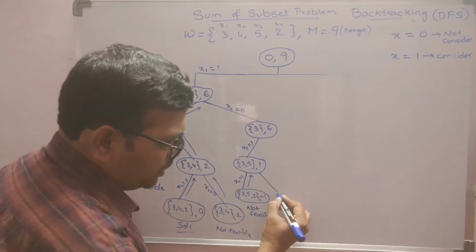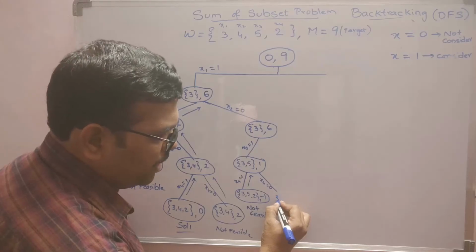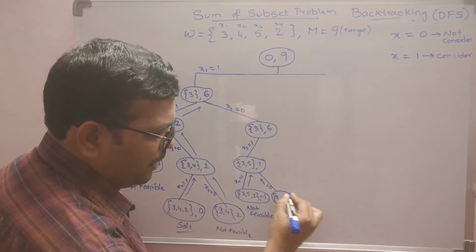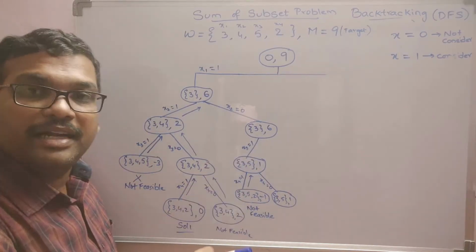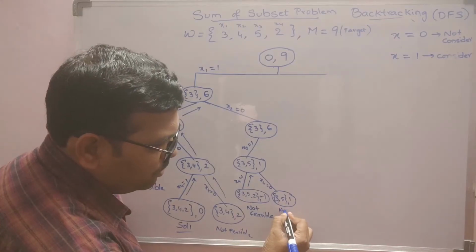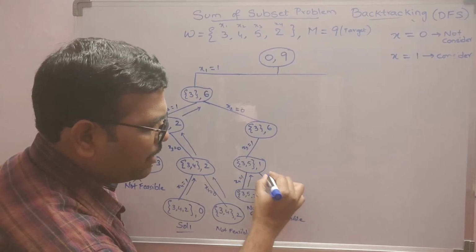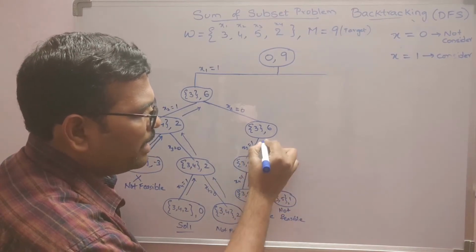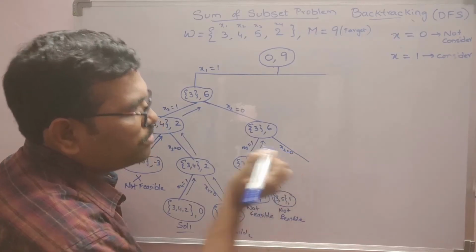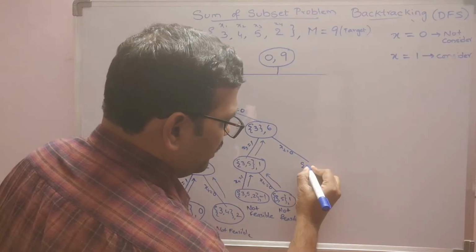And the possible position, x4 is equal to 0. Without considering x4, it will be 3, 5, 1, and this cannot be further divided because x4 is the last element. So this is also not feasible. Again backtrack, this was completed, again backtrack, and here we can consider x3 is equal to 0.